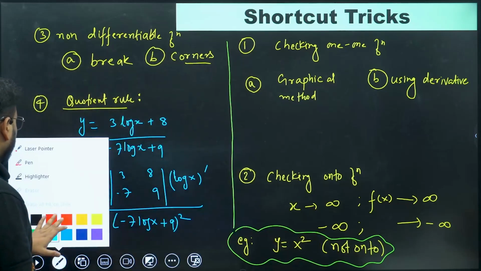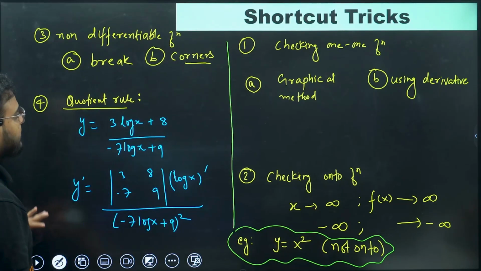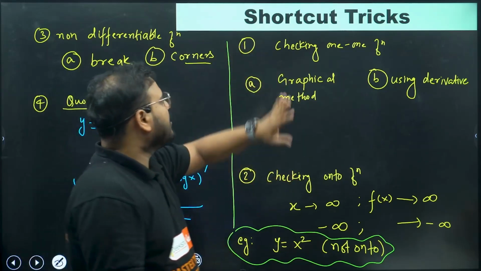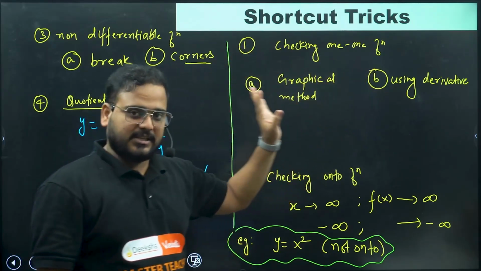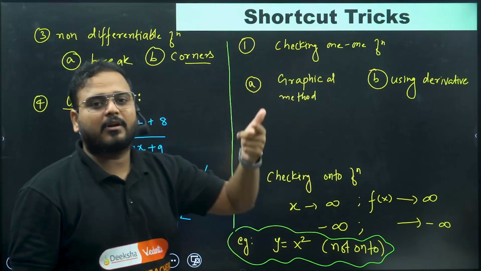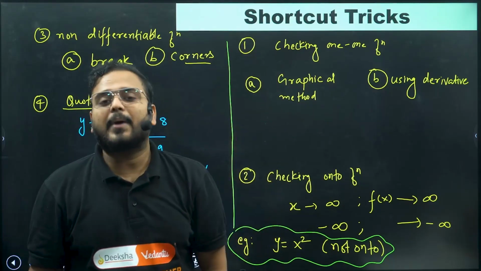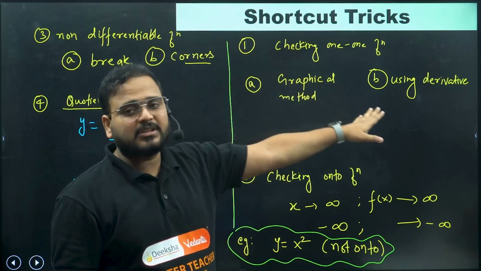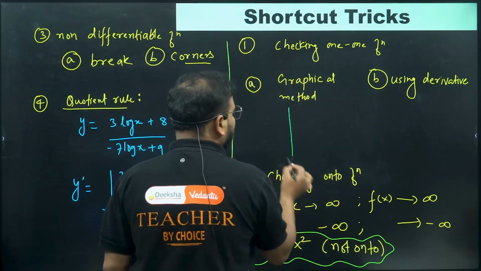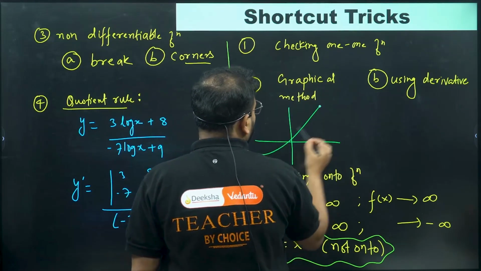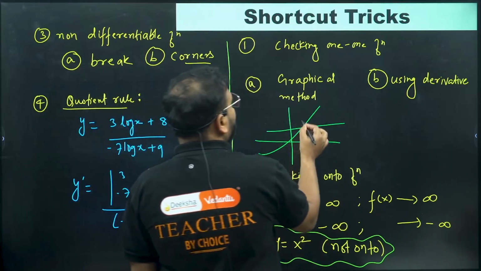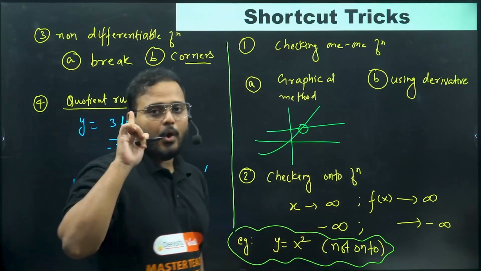Let's see what we have. It is very, very simple. I've taken almost 15 plus tricks. First, checking one-one function. Yes, this question is very, very important. It can be asked for 1 mark, of course, in the bijective function as well. We have 2 approaches for this: the graphical method and using the derivative. If you draw the graph of the function and you get only 1 intersection, it means it will be one-one.